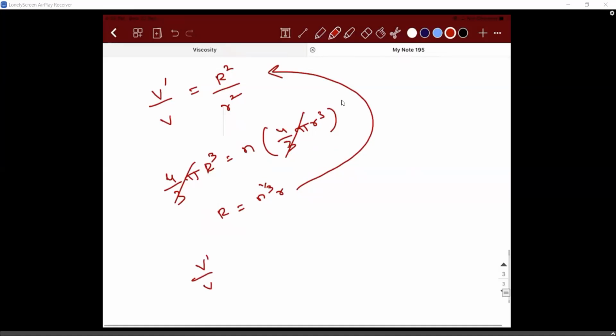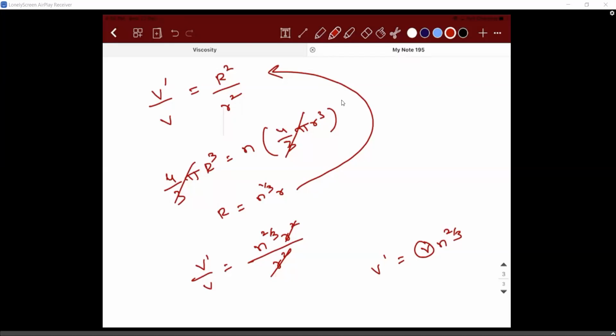So V dash divided by V is equal to n power 2 by 3 into r square divided by r square, cancel them. So V dash will be equal to V into n power 2 by 3, but what is the value of V that is given? N power 1 by 3, but it goes there, it becomes square, no? So n power 1 by 3, the whole square is n power 2 by 3. So n power 2 by 3, r square gone.